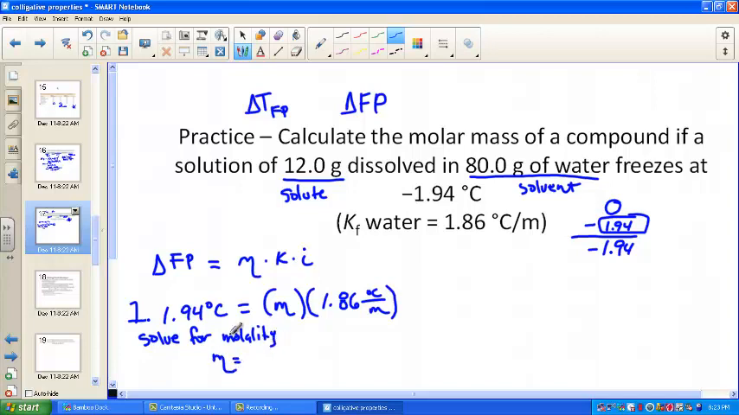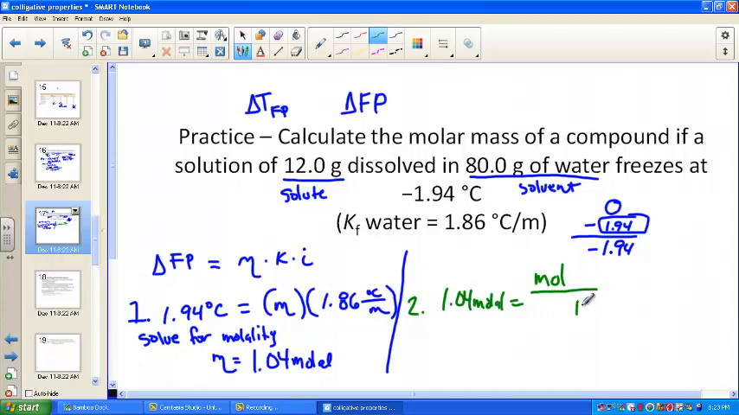I'll hit 1.94 divided by 1.86, and I get 1.04 molal. Step 1, solve for molal. Step 2, what does molality tell us? Well, the molality tells us the number of moles of solute per kilogram of solvent.